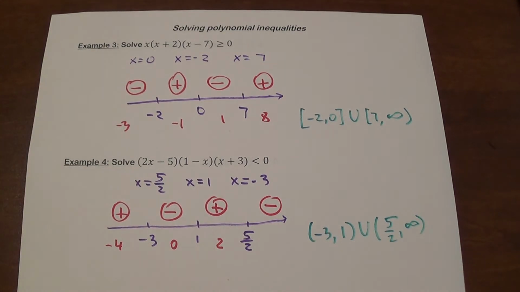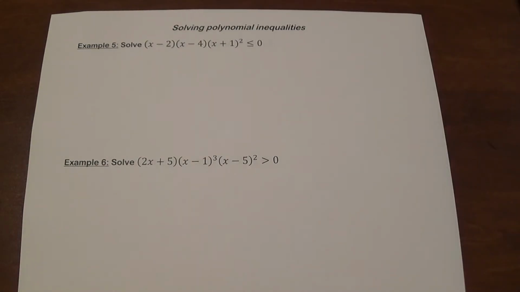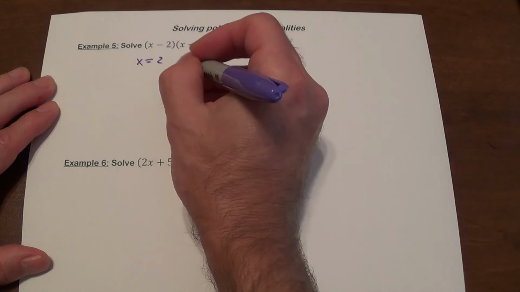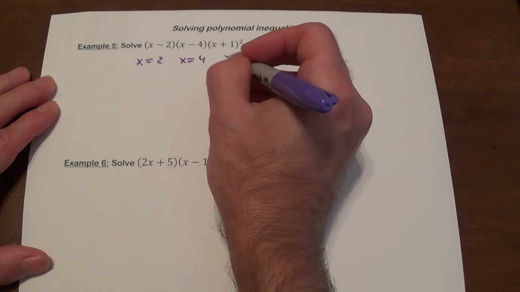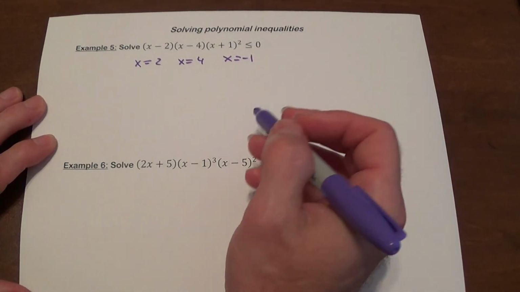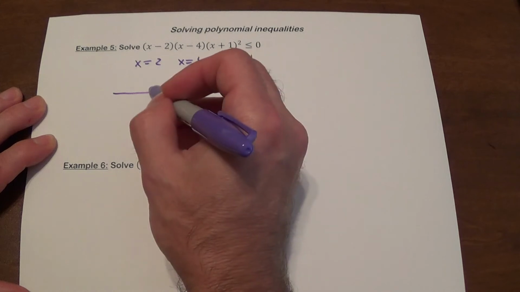Now this may look like the signs always alternate. Is that actually the case? Because everything we've done so far, the signs go plus, minus, or minus, plus, minus, plus. It seems like they always alternate. Well, let's take a look at this next problem. So we have this. Let's go ahead and find our zeros. So we're going to have x equals 2, x equals 4, and x equals -1, right? And there is a square here, but it's still a 0 at -1. Let's see what happens on the number line.